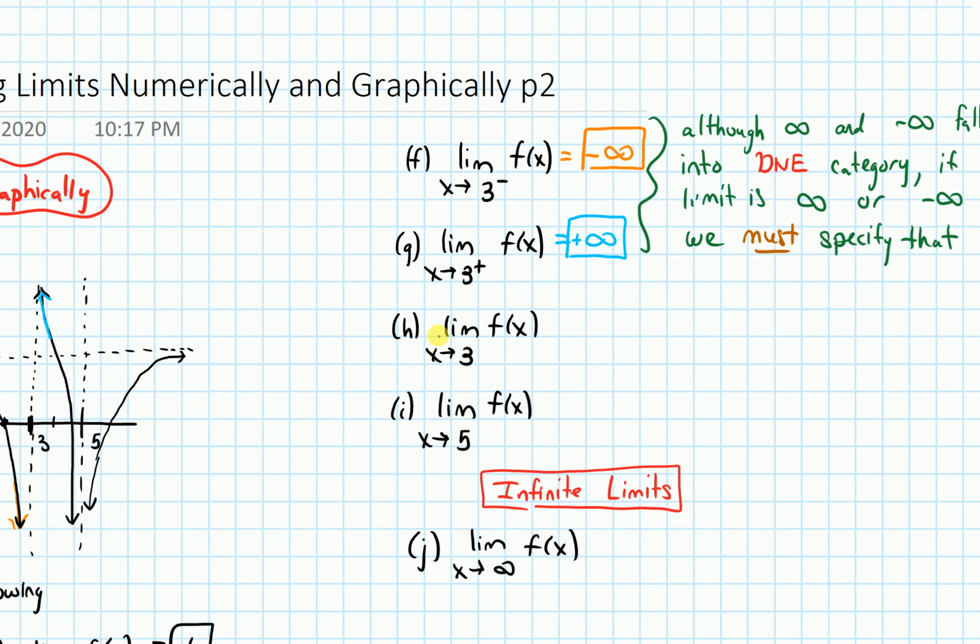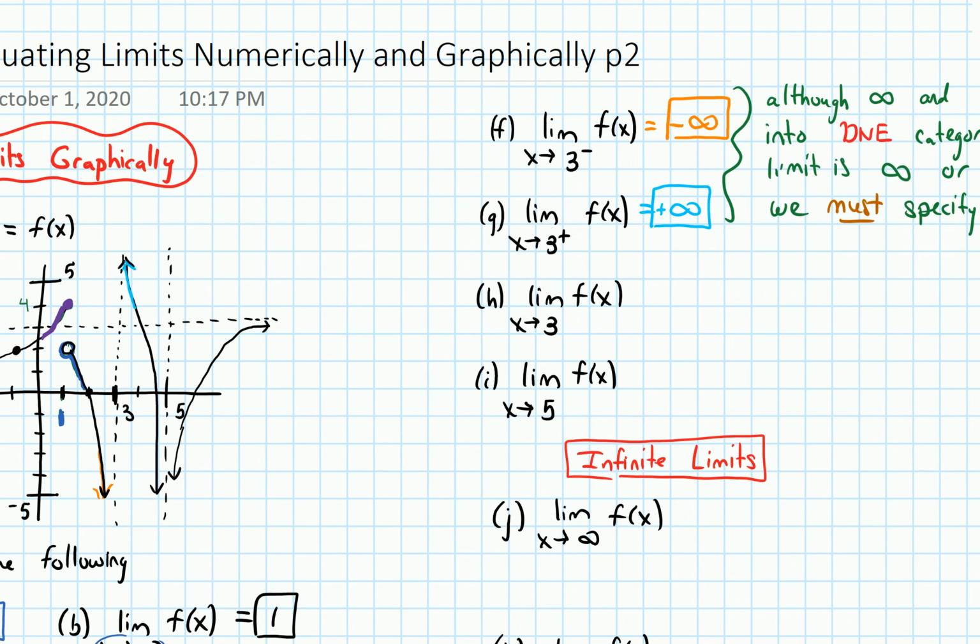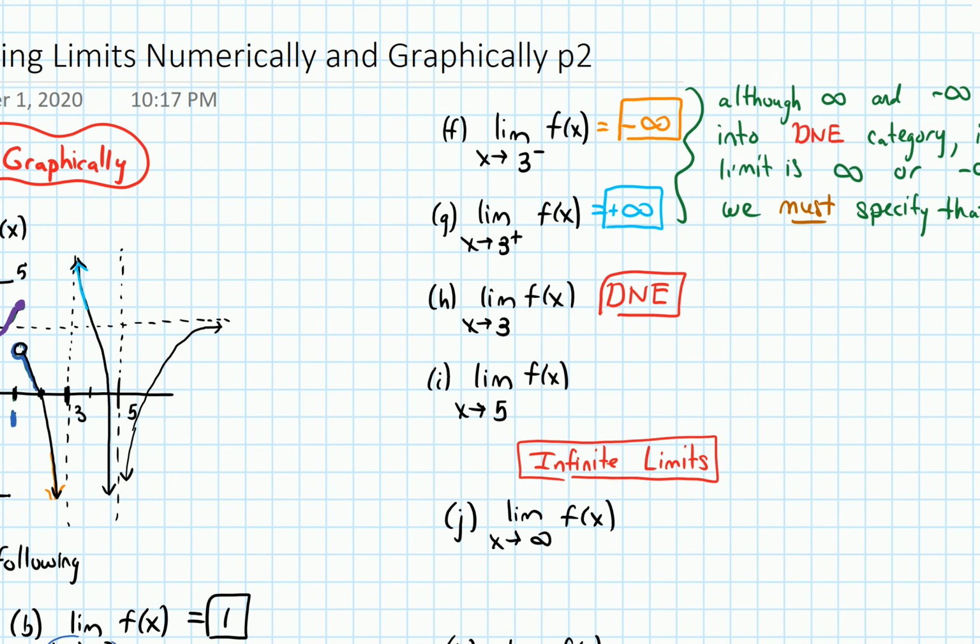What's the limit of f of x as x approaches 3? So this is a two-sided limit. So looking at these two limits, they are different. One's negative infinity, one is positive infinity. So I just get to say D and E right away. This is D and E since the one-sided limits are different.